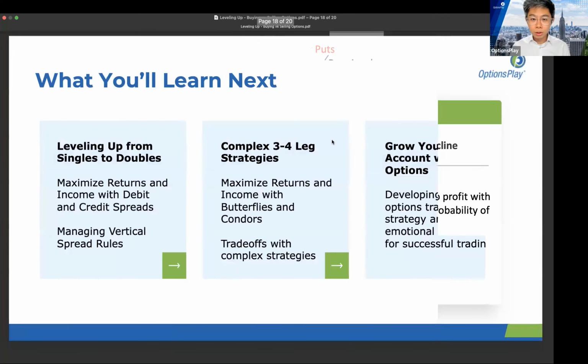Okay. So what you'll learn over the next few weeks: next week, we're going to talk about leveling up from singles to doubles. This week, we talked about singles, single leg strategies, understanding the fundamentals. Next week, we're going to graduate to doubles, how you can maximize return and income using debit and credit spreads. We'll also talk about managing these types of strategies. A lot of questions over the past couple of weeks regarding what are the rules for managing debit and credit spreads. We're going to cover that next week. The following week, we're going to get even more complicated into 3 to 4 leg strategies, how that can maximize returns and income with butterflies and condors.